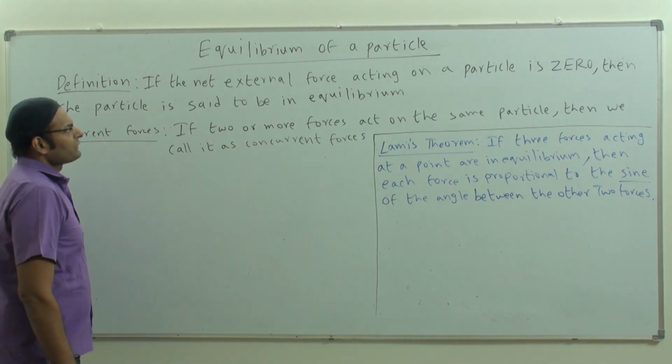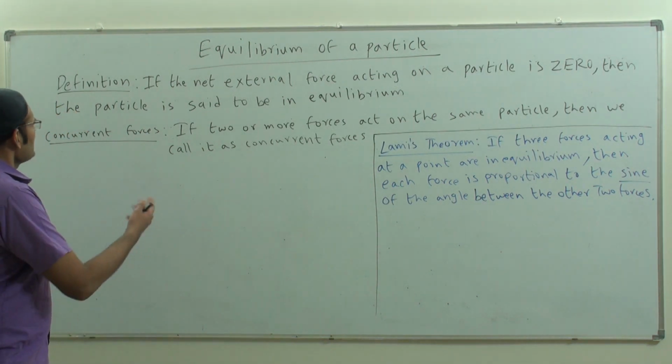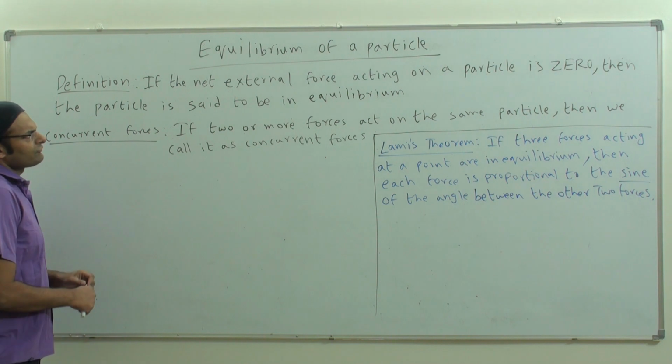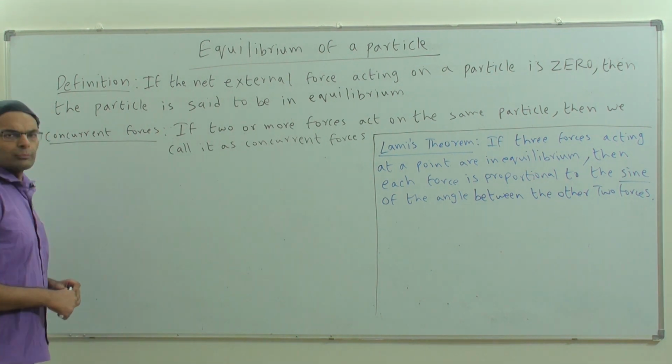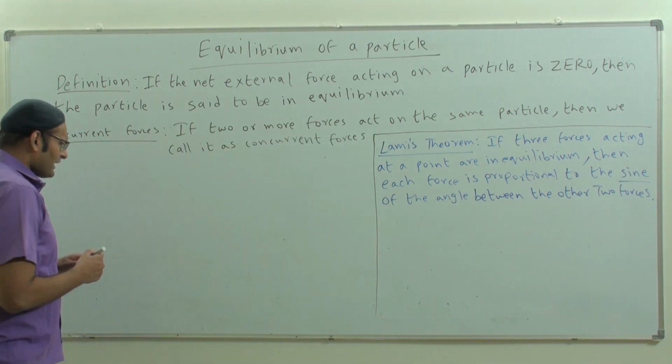Let's discuss the concept of equilibrium of a particle. So what does the definition say? It says that if the net external force acting on a particle is zero, then the particle is said to be in equilibrium. I'll give an example to explain this.